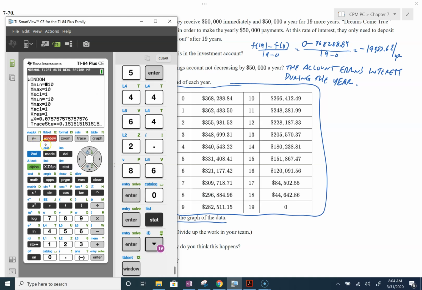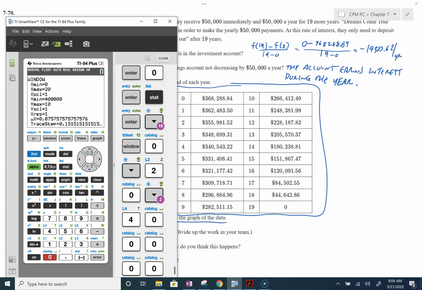So first we need to set up our window. Our X values are the years. Those range from 0 to 19. So I'm going to say from 0 to 20. And the Y values start at $0 and go up to 368,000. So I'm going to make that 400,000. Sorry, Y min should be 0 and the Y max should be 300 or 400,000. And I'll make my scale 100,000.